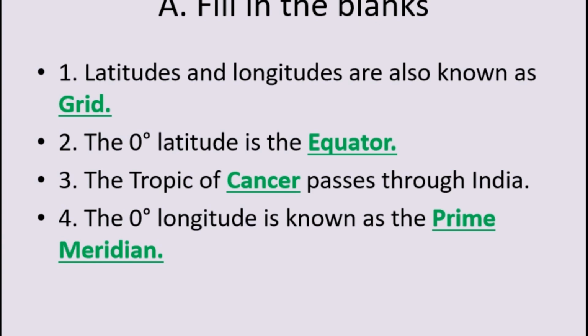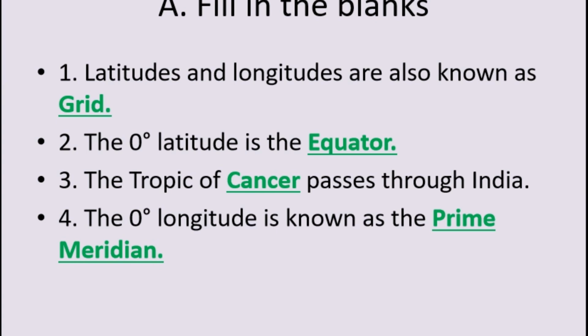Now the second filling the blanks we have is the 0-degree latitude is the equator. So equator is the line which is dividing the earth in two parts. It goes through the middle of the earth. Okay, so remember, later on we have the picture where you will see all this.